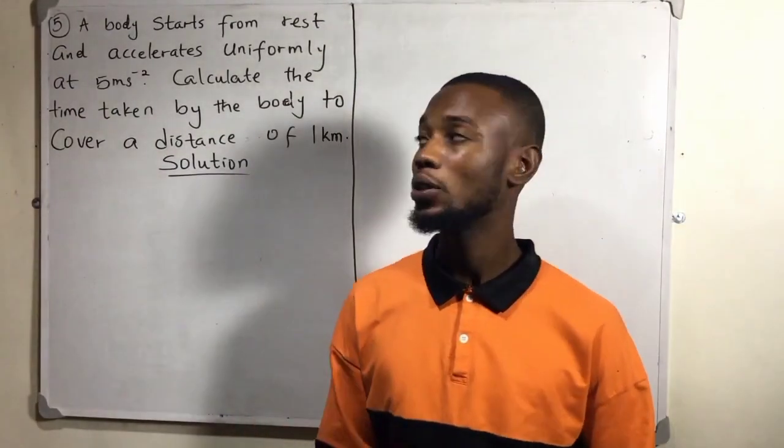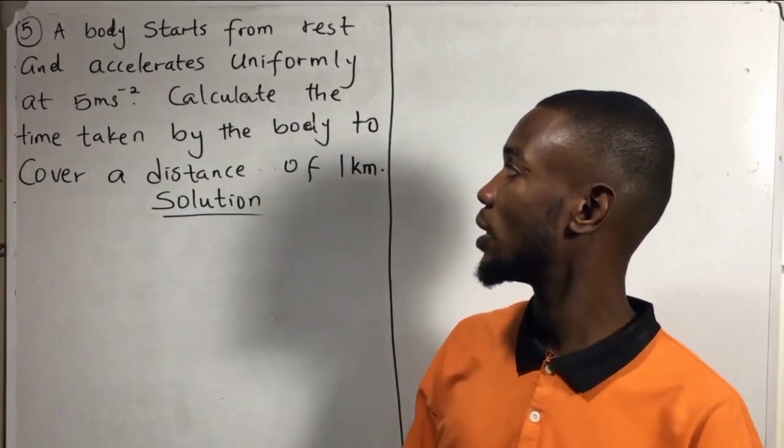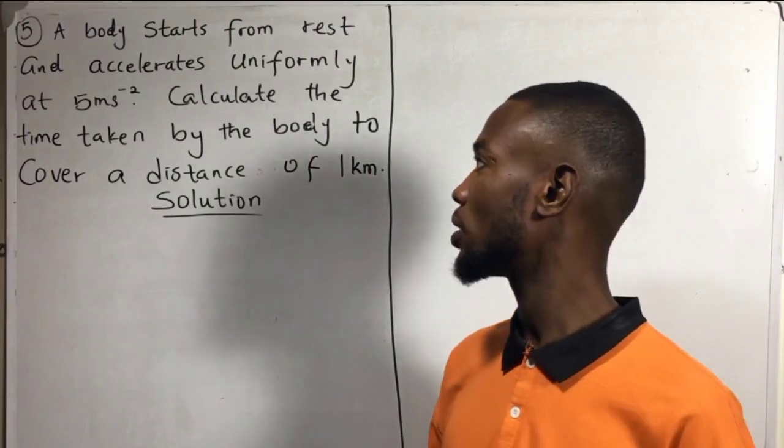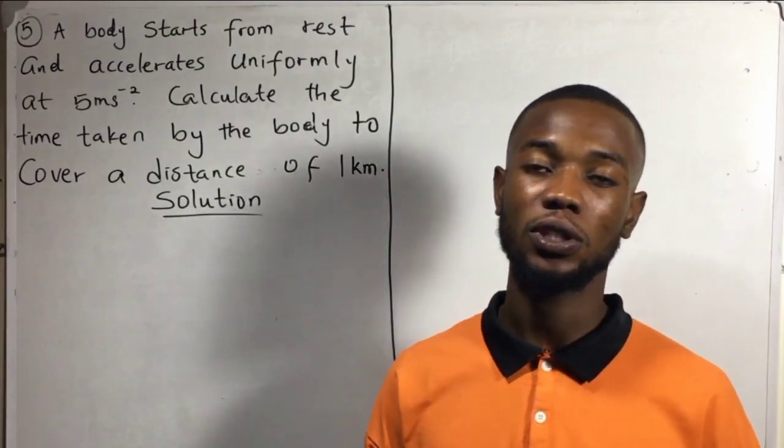Alright guys, we have another question on the board that we have to solve now. Let's quickly go through the question. A body starts from rest and accelerates uniformly at 5 meters per second squared. Calculate the time taken by the body to cover a distance of 1 kilometer.